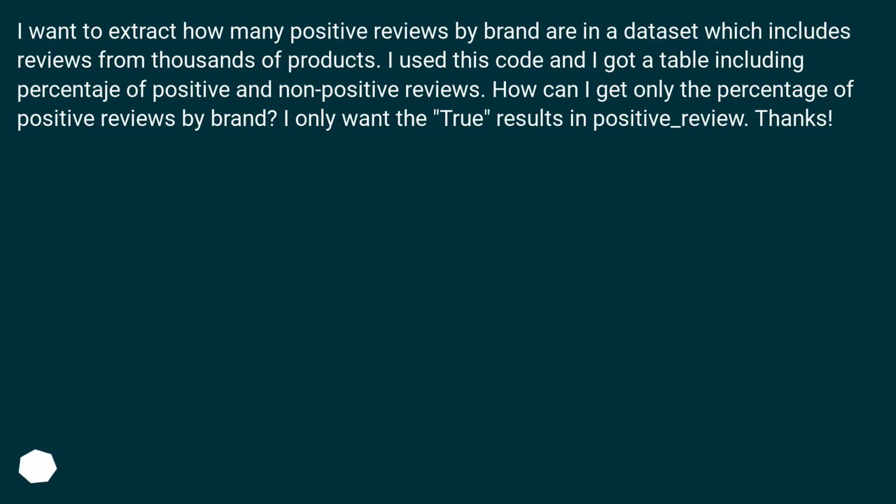I want to extract how many positive reviews by brand are in a dataset which includes reviews from thousands of products. I used this code and I got a table including percentage of positive and non-positive reviews. How can I get only the percentage of positive reviews by brand? I only want the True results in positive_review. Thanks.